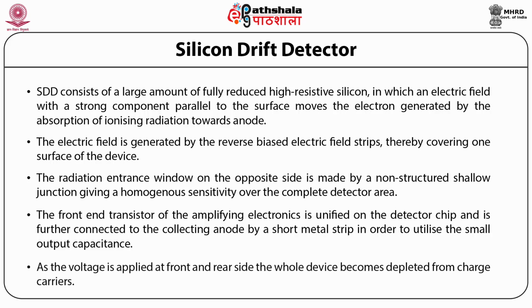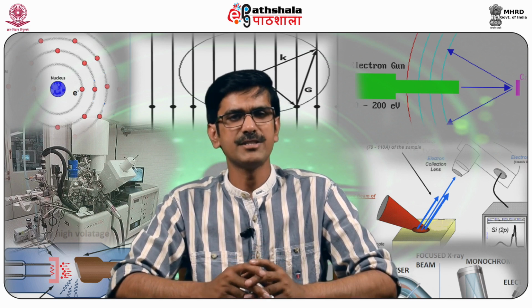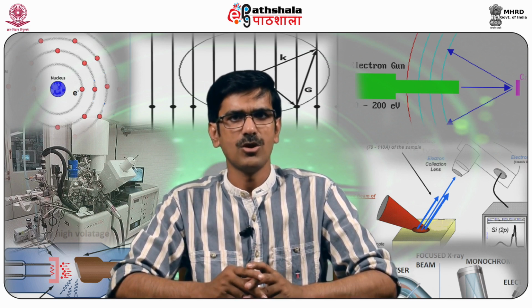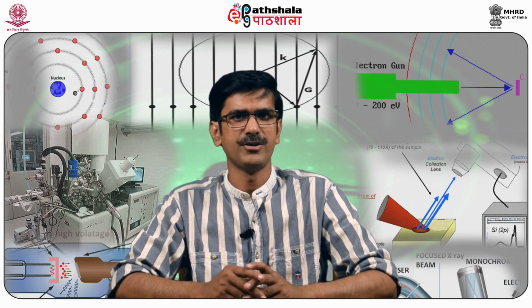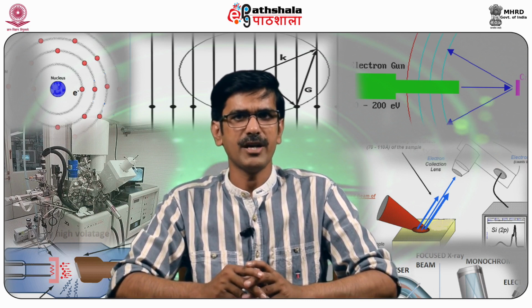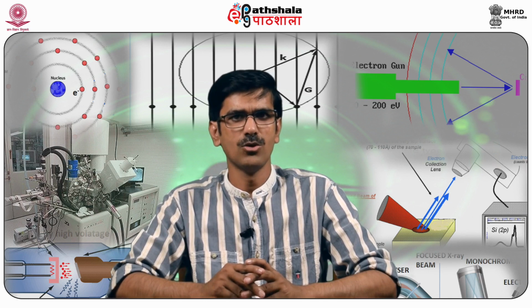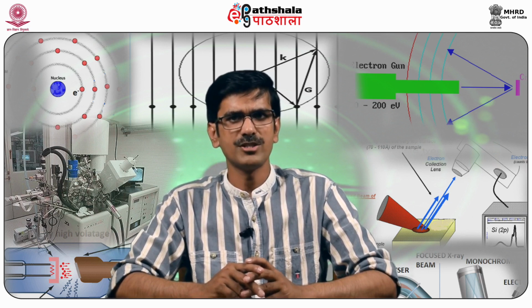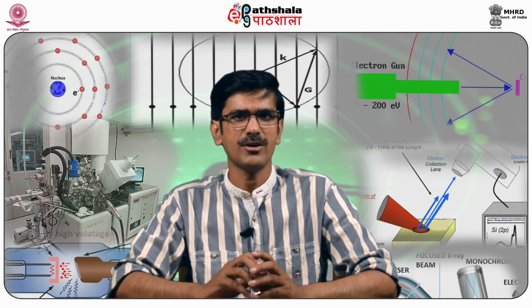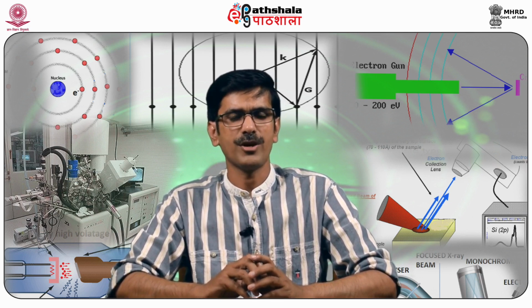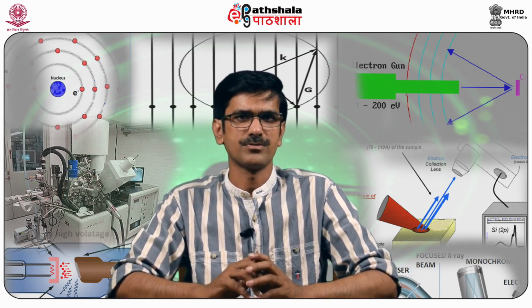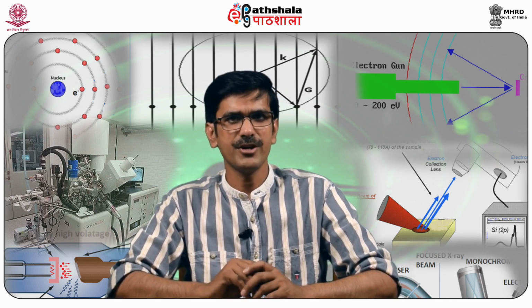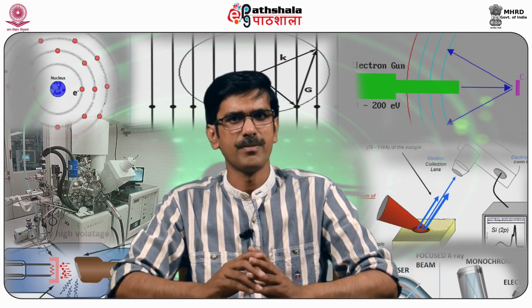As the voltage is applied at the front and rear side of the whole device, it becomes depleted of charge carriers. When X-ray quanta hit the detector, charge clouds of electron-hole pairs are generated. They are separated under the electric field. The positive charge holes travel towards the electrode and the electrons are floated along the potential valley towards the anode. This way, signals are generated and plotted with time.